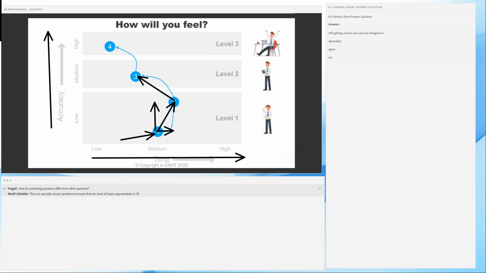Okay. Now, why is it that you initially take longer? And why is it that your time goes down? Now, you take longer initially because you're trying to visualize arguments for the first time, and you're trying to translate those statements into those comparisons into numbers.